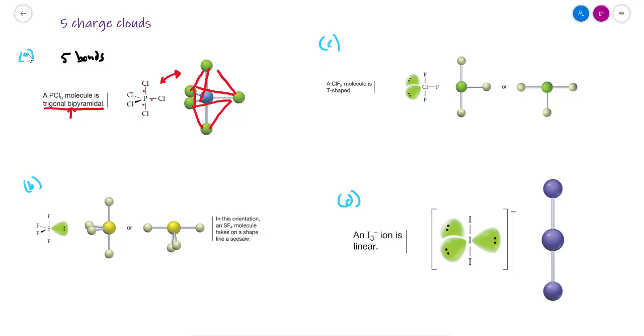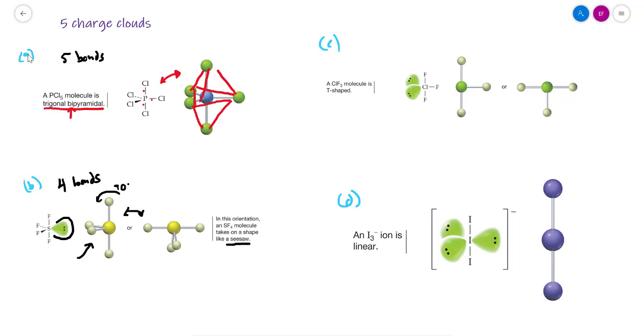Again, 5 charge clouds, that's why it's in this category, but it's only going to form 4 bonds to this sulfur, which means it's got this big old lone pair hanging out here that's going to distort the shape slightly. And so what we get is a shape that looks like this. These 2 shapes are equivalent; this one is just rotated 90 degrees to give you another image of this. We call this orientation of the SF4 molecule the seesaw shape.